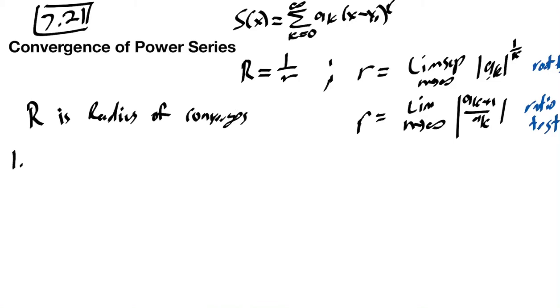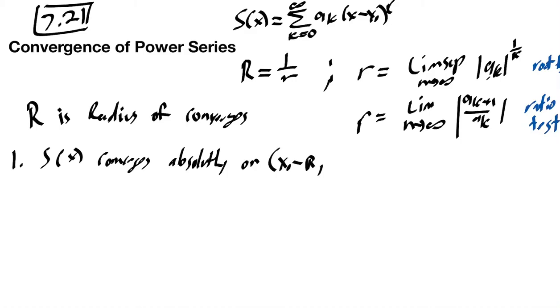And there's 3 important things that come from this. Number 1, the important thing is that s of x converges absolutely on this set (x naught minus r, x naught plus r). So basically, as long as you're within the radius of convergence. And by the way, this has to be true because of the way we define the root and the ratio test. All right, so we're good with that.